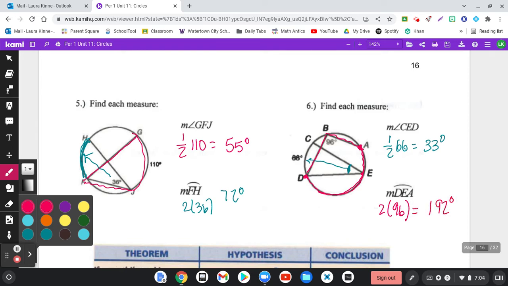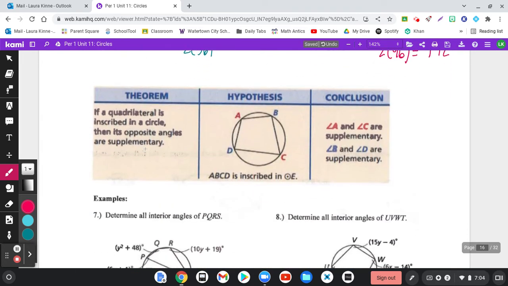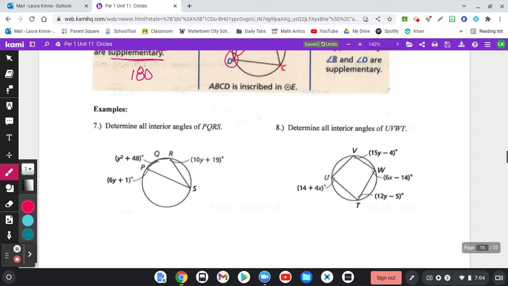All right, one last thing to talk about today. When you have a quadrilateral that's inscribed, which again means all of the points are on the circle, then opposite angles are supplementary. Opposite angles add up to 180. So D and B add up to 180, and A and C add up to 180. So if you look at this one, Q is across from S, and P is across from R. So P and R are supplementary.